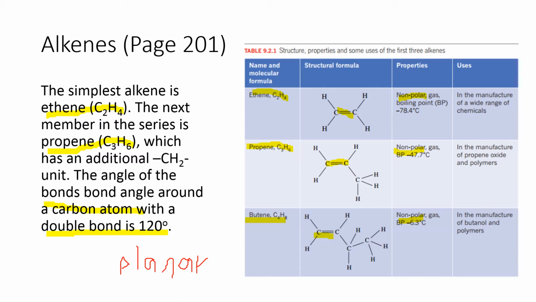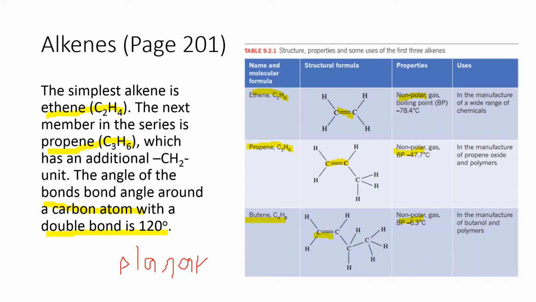You can see dispersion force increases as the molecular size increases. So if you have ethene, propane, and butane, the molecular size increases, the molecular weight increases, which means the boiling point also increases. Ethene has a boiling point of minus 78.4 degrees Celsius, propane has a boiling point of minus 47.7 degrees Celsius, and butane has a boiling point of minus 6.3 degrees Celsius. You can see the boiling point actually increases.